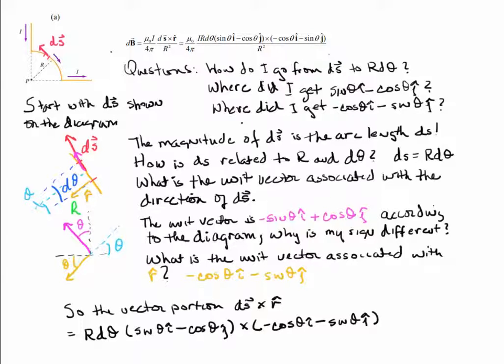So the vector portion, ds vector cross r hat, is solved. It is r d theta times sine theta i hat minus cosine theta j hat, crossed with minus cosine theta i hat minus sine theta j hat. At this point, you should be able to carry out the cross product and get the equations they got below, or at least understand how they got to where they did. End of problem.